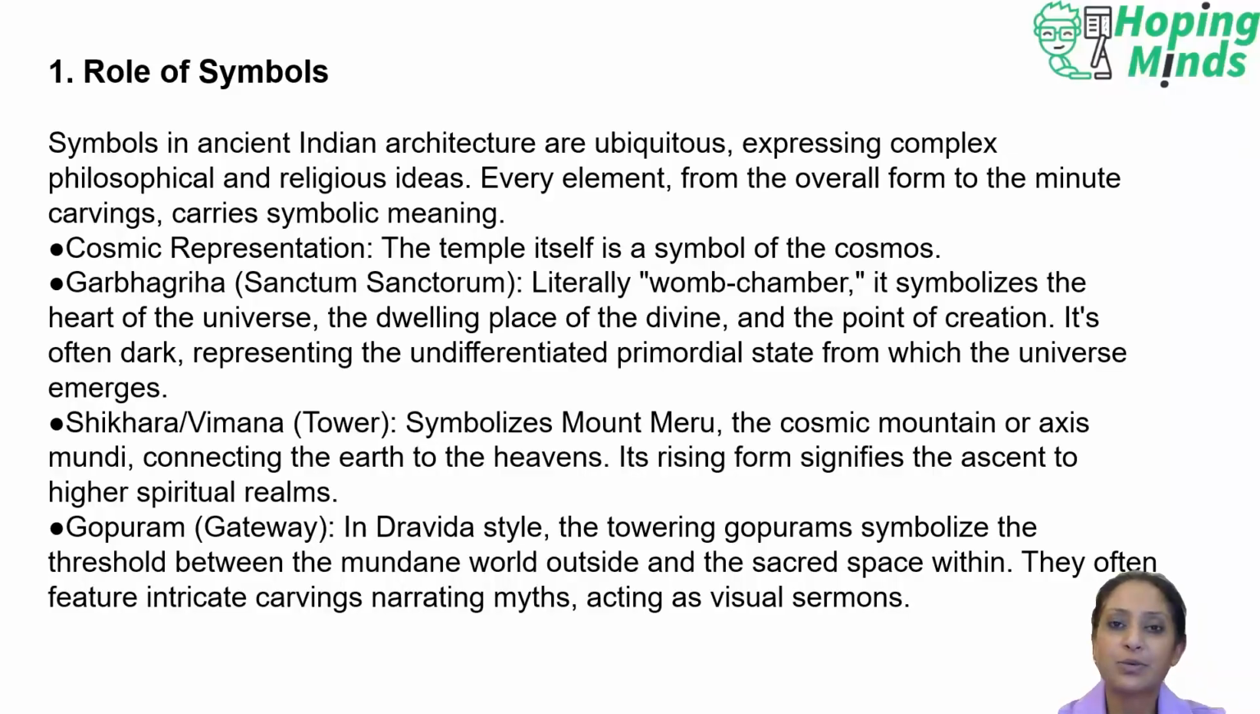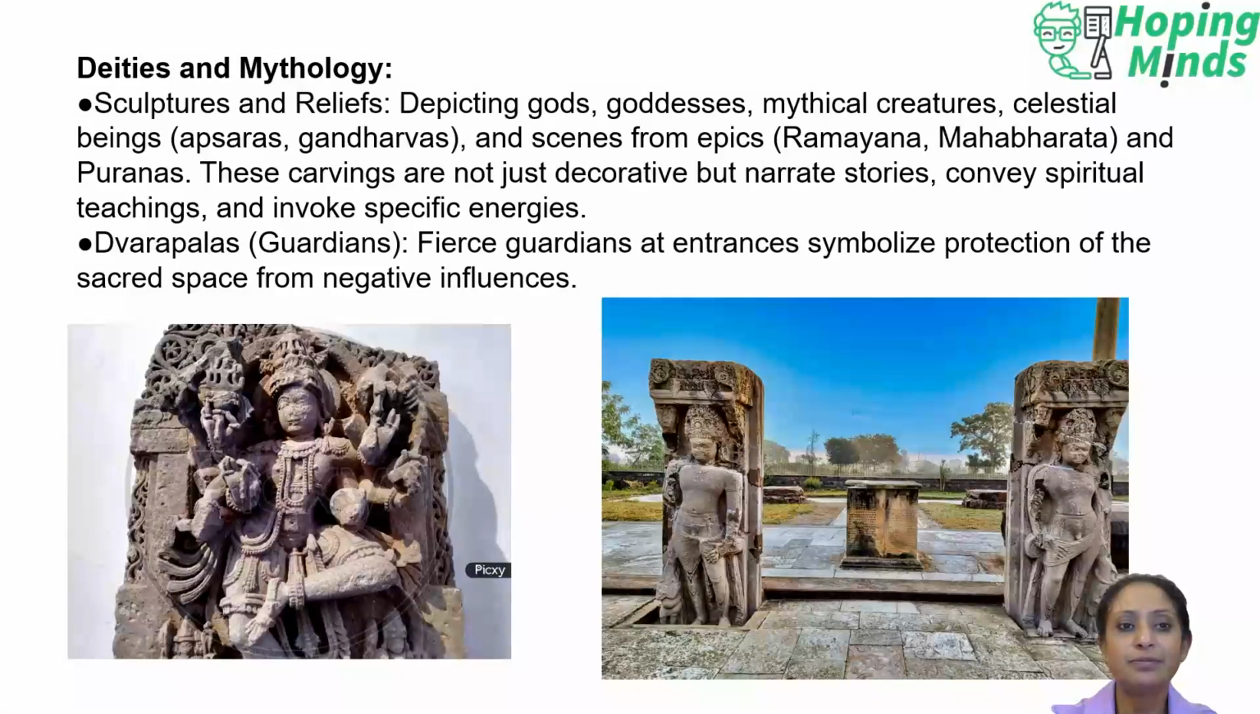The Gopuram, the gateway. In Dravida style, the towering Gopurams symbolize the threshold between the mundane world outside and the sacred space within. So there's a little margin, a little boundary in between the world and the sacred space which is within the temple. They often feature intricate carvings, narrating myths, acting as visual sermons. Now, these carvings, often when we see temples, have a story to tell. They are not just standalone carvings, they would be narrating a story if you look at them very carefully and observe it.